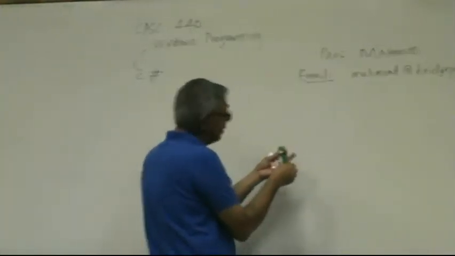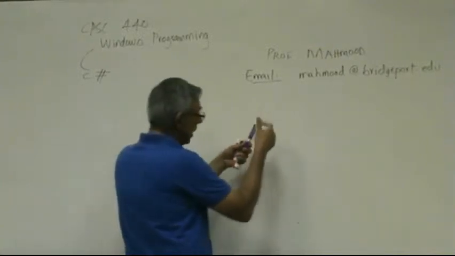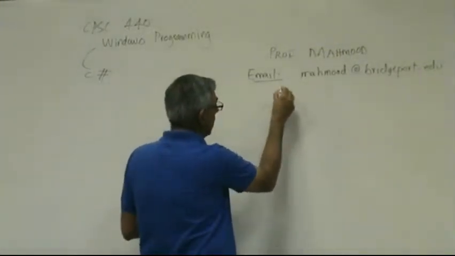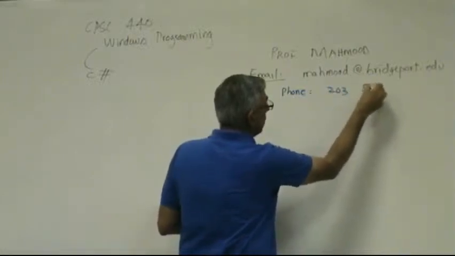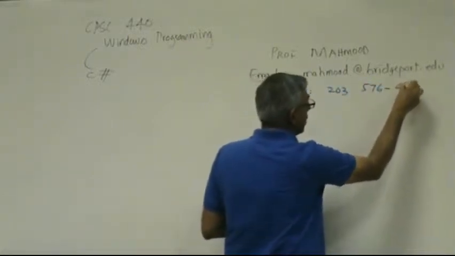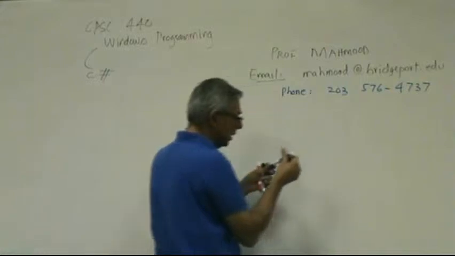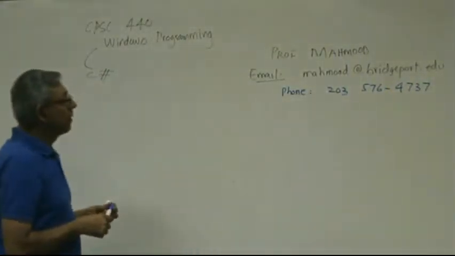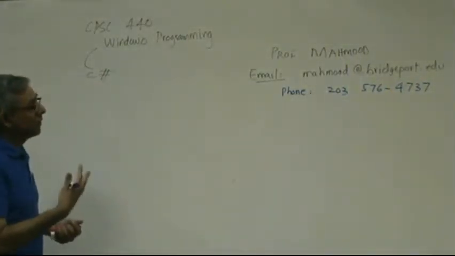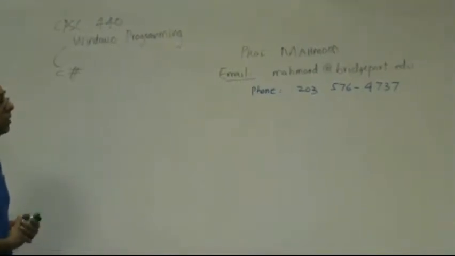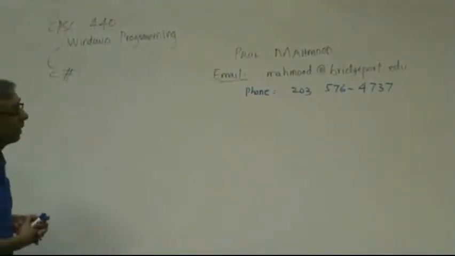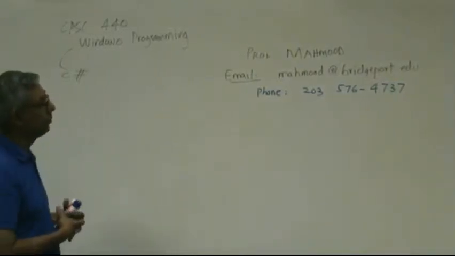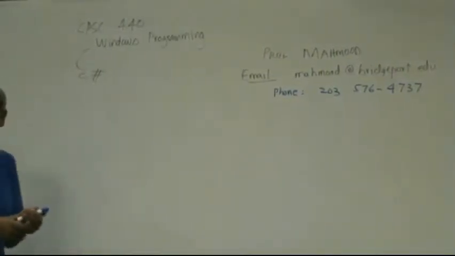As far as my contact information is concerned, that's the email address, and the phone number for my office is 203-576-4737. Office hours, I'll put outside my office, and I'll put them on the website so that you know how to contact me.